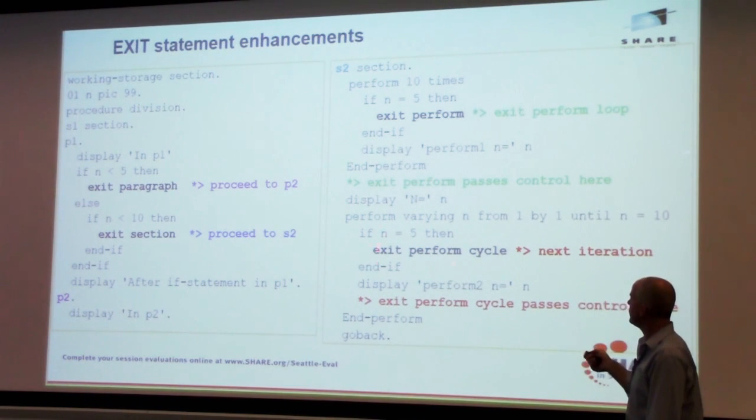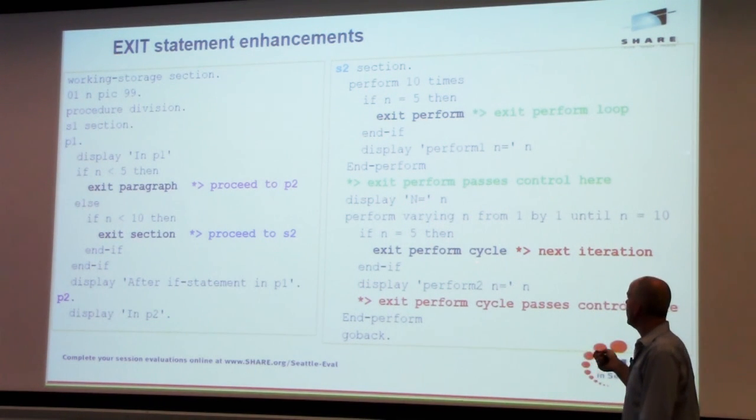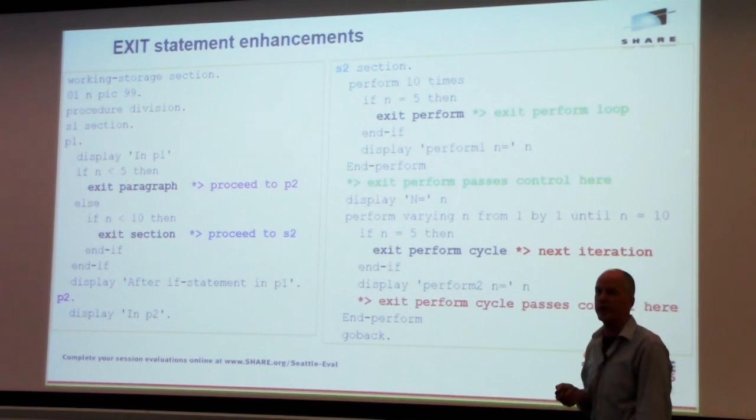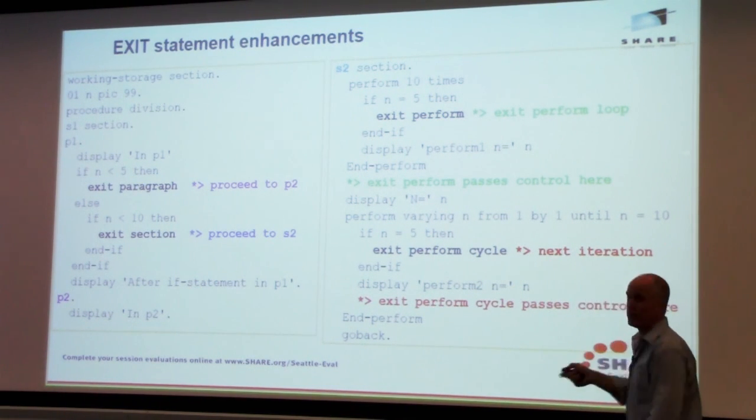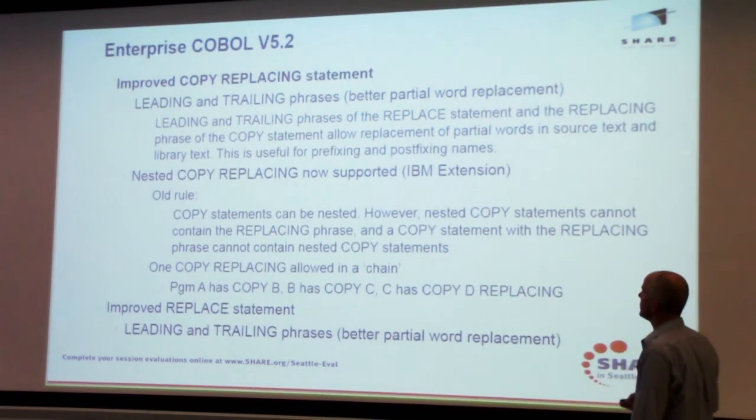Or I can say, I've done enough on this iteration, but I still want to go through more of this table, so just exit this cycle. And so it goes to just before the end perform. This one goes to just after, this one goes to just before, and then goes back up and does another iteration. So PL/I users already had this, and C users, and now COBOL has this.